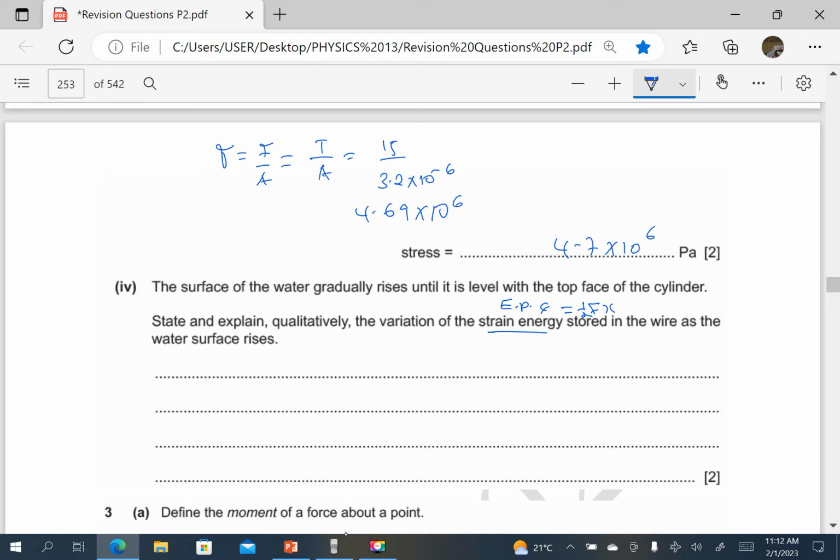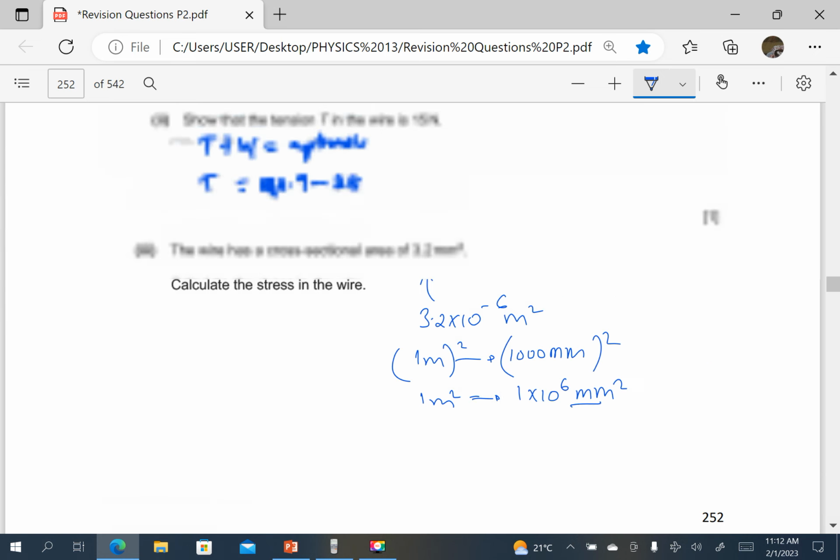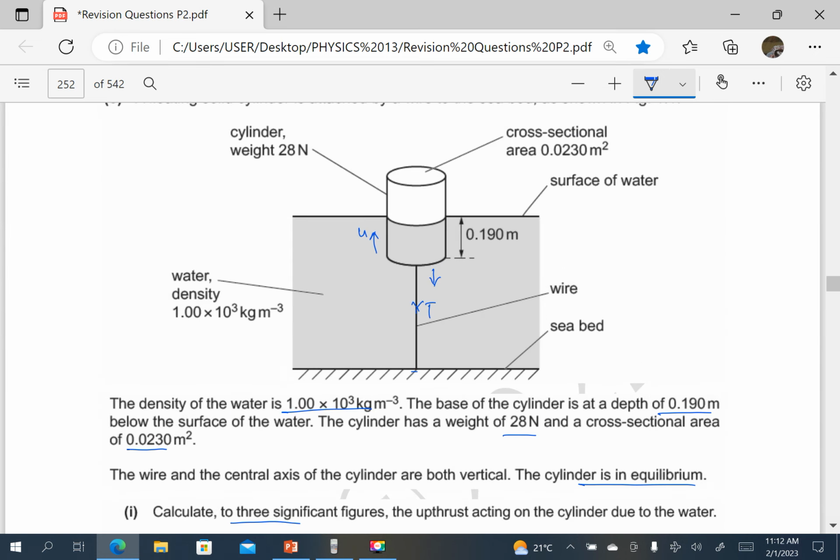So let's go back. We have seen that the tension downwards plus the weight is equal to the upthrust. What happens when the water gradually rises until it is level with the top face of the cylinder? If the water gradually rises until it is on the top, it means the upthrust at the bottom increases. The upward force is going to increase because upthrust increases with depth. The upthrust force is density times g times difference in height. So if the difference in height is greater, then the upthrust is going to be increasing.